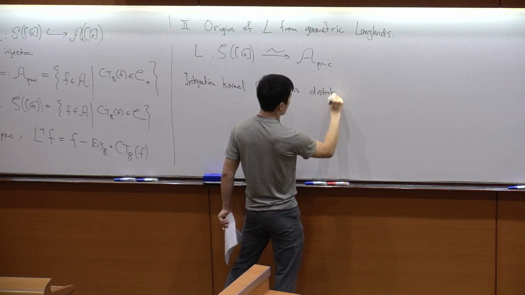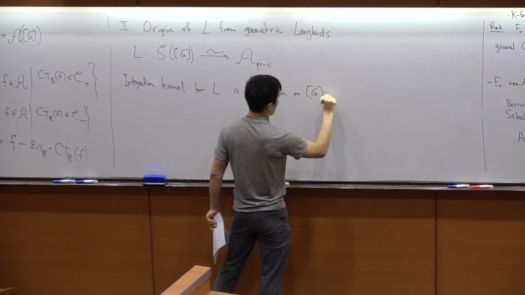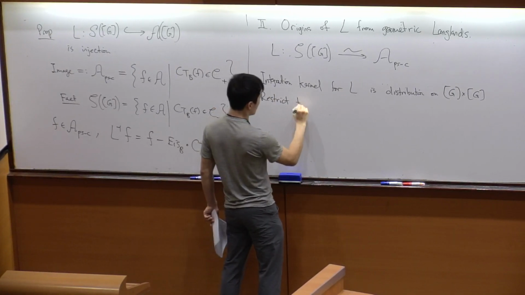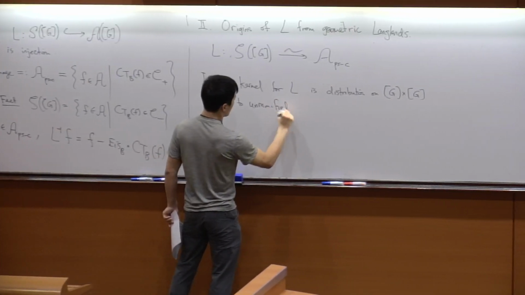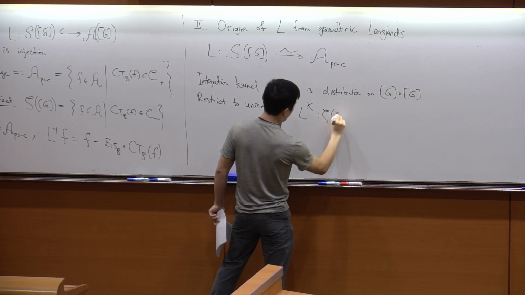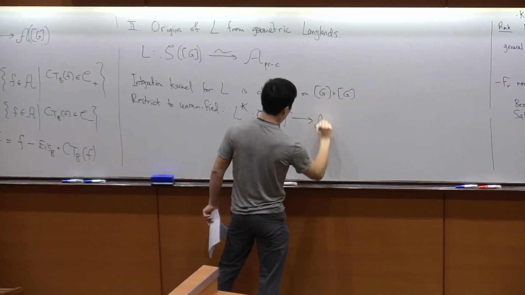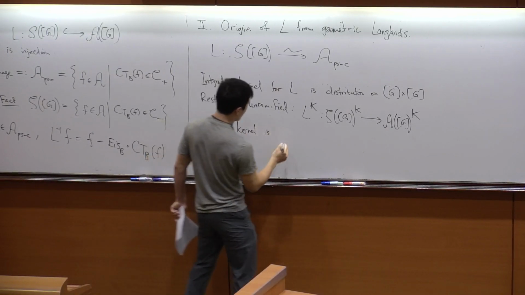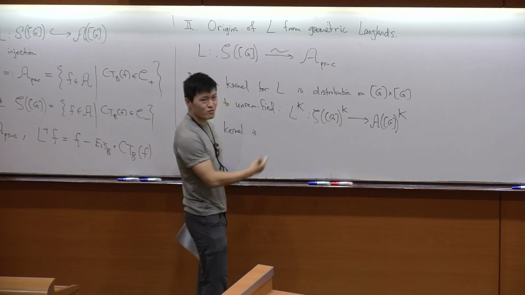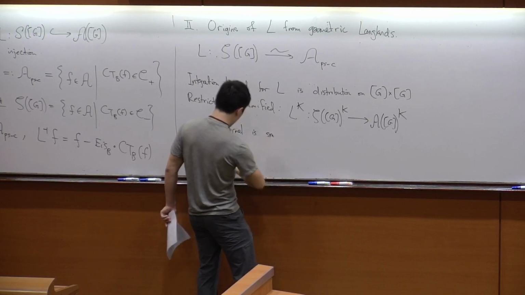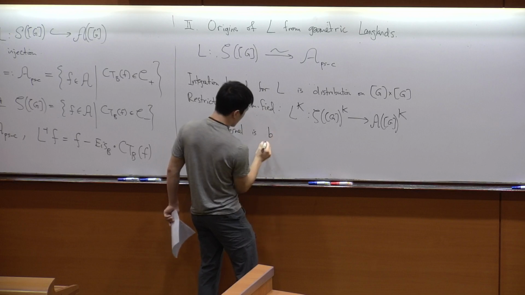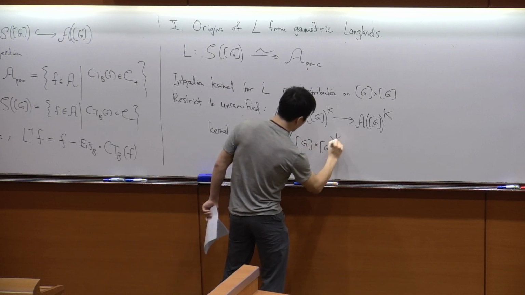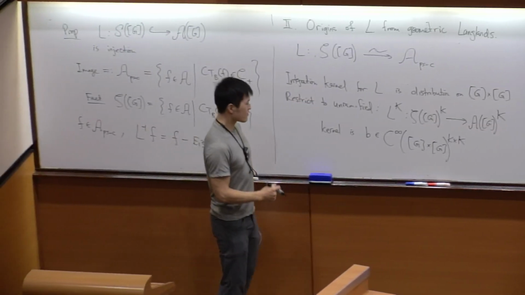So this is just a distribution on two copies of bracket G. But if we restrict to just unramified functions, then the kernel is a distribution, well, because it's unramified, it will actually identify with a smooth function. So the kernel is just some element which I'll denote little b inside C infinity of G times G that's K times K invariant.